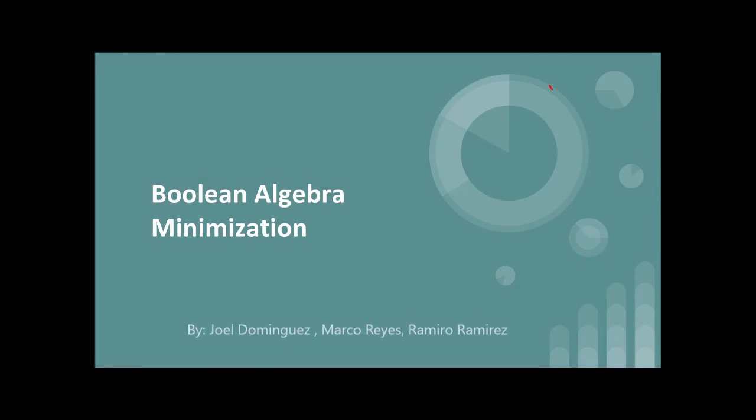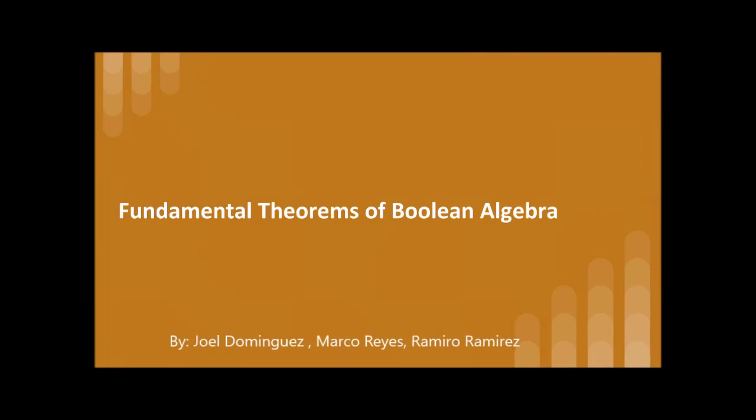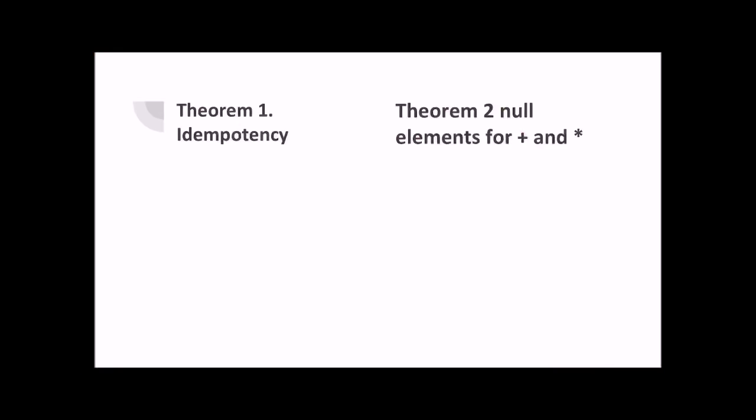Boolean algebra minimization. For this topic, we are going to learn about fundamental theorems of Boolean algebra. Theorem number 1 is called idempotency. This theorem tells us that a variable added or multiplied n number of times by itself will always result in the same variable. That is, if we have a variable a added to itself, it is equal to a, and if we have a variable a multiplied by itself, it is equal to a.